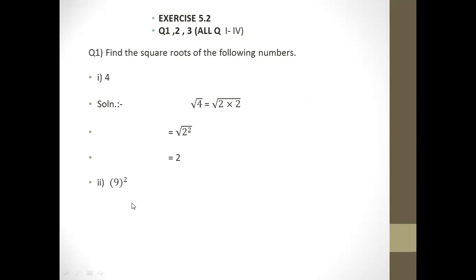In the next part, you are given 9 square. Square is already given, so there is no need to factorize this 9. Directly you find the square root of this 9. You write 9 square inside the square root. The square root value is 1 over 2. So the square root and this power 2 cancel with each other and you get the answer 9.